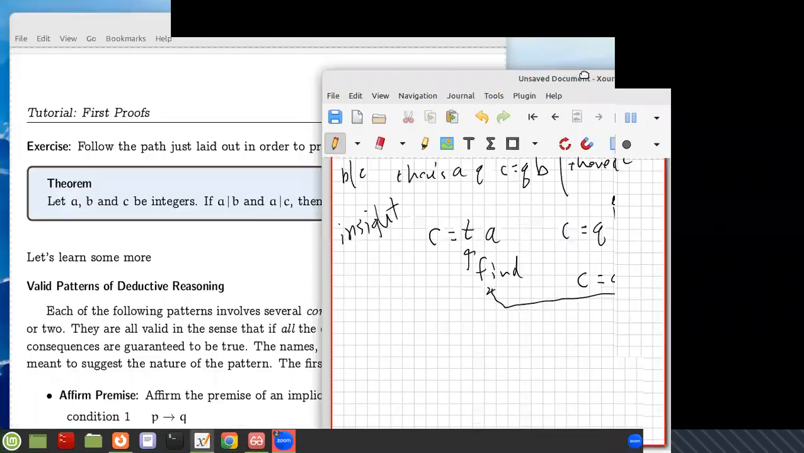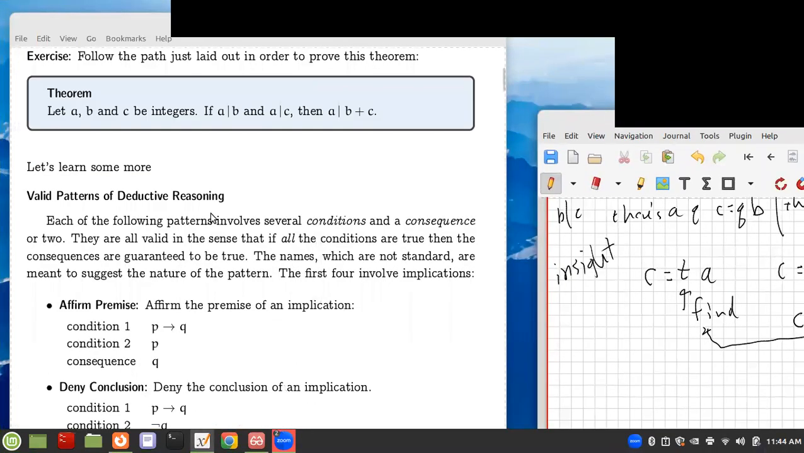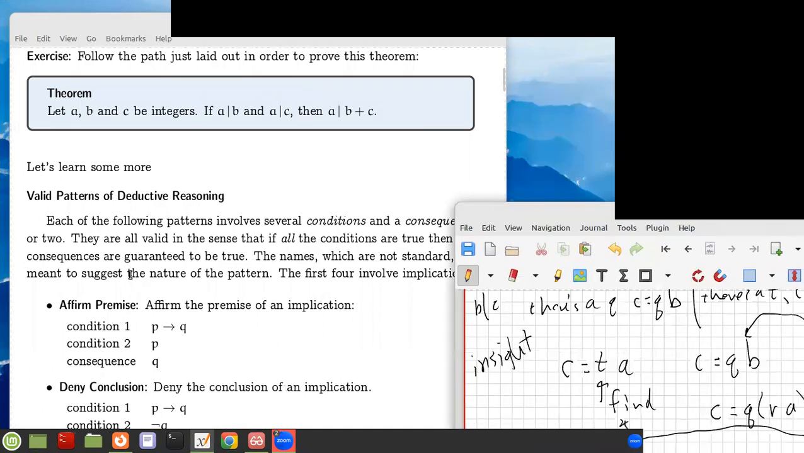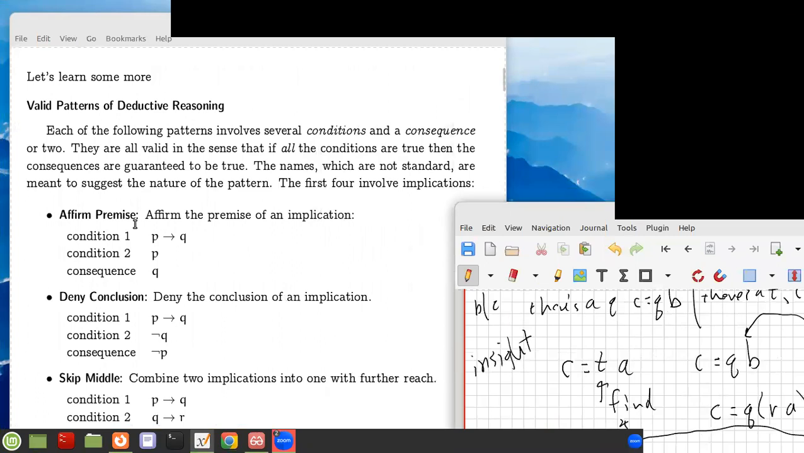Okay. The next little bit in this chapter is about valid patterns of deductive reasoning. And there's a question on Big X with regard to these patterns. If you look at each one of these, they're like legal moves that you could make in a proof or an argument. For example, this first one says, if you know that P implies Q and you know that P is true, then you definitely know that Q is true.